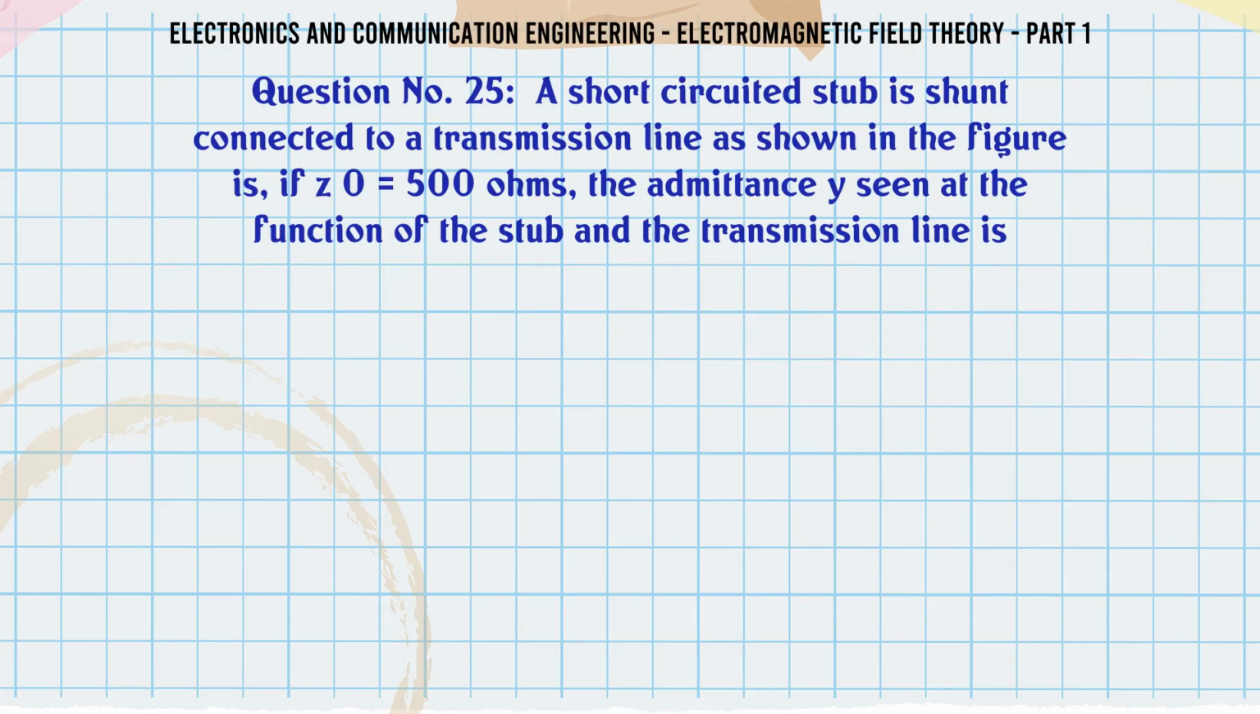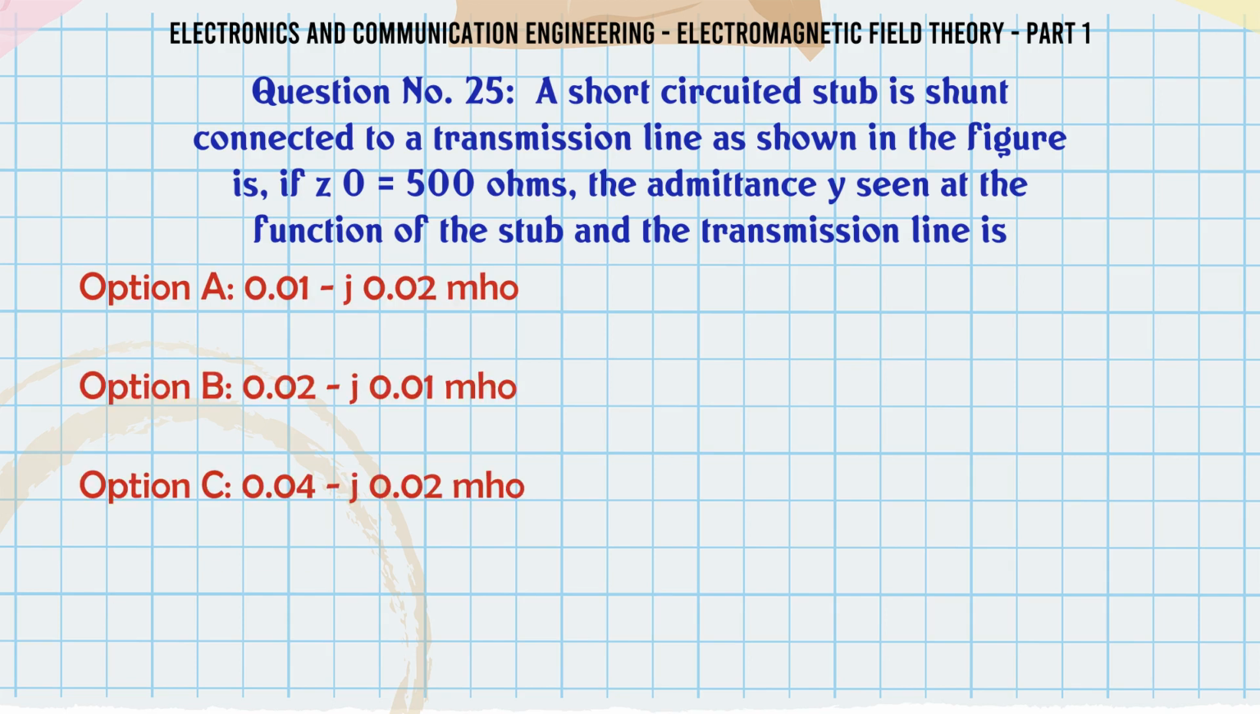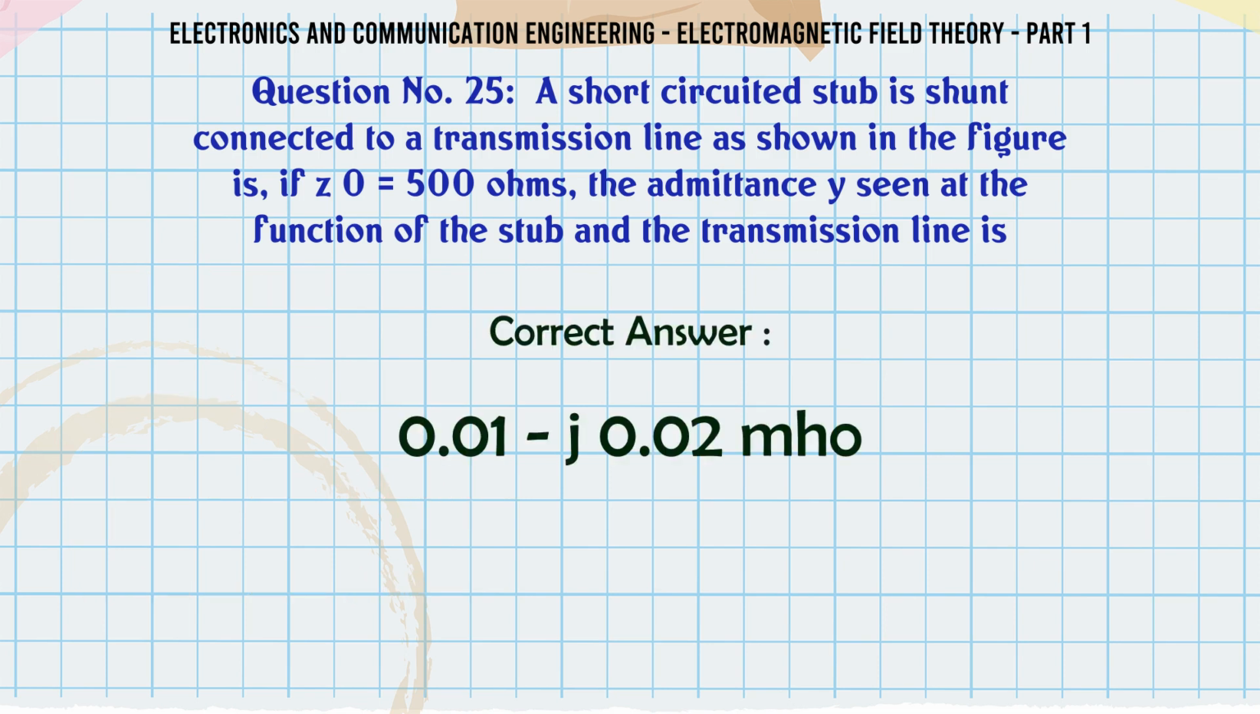A short-circuited stub is shunt connected to a transmission line as shown in the figure, with Z0 = 500 ohms. The admittance Y seen at the junction of the stub and the transmission line is: A, 0.01 - j0.02 mho; B, 0.02 - j0.01 mho; C, 0.04 - j0.02 mho; D, 0.02 - j0 mho. The correct answer is 0.01 - j0.02 mho.